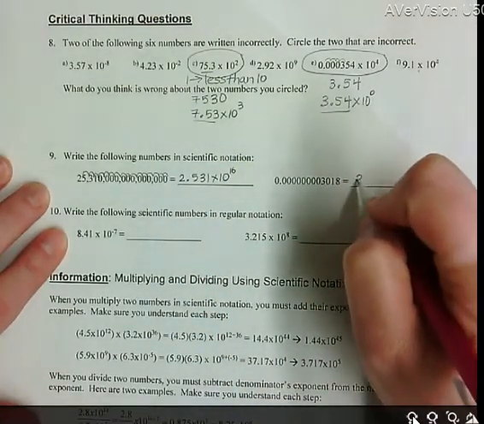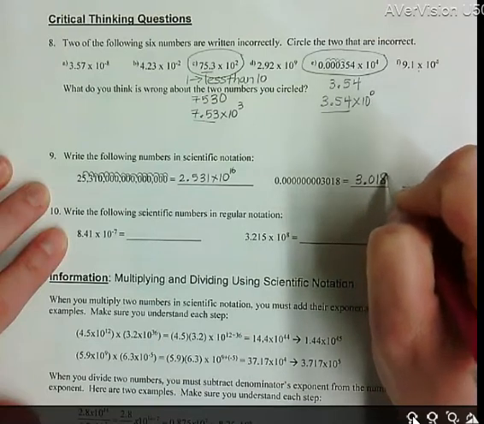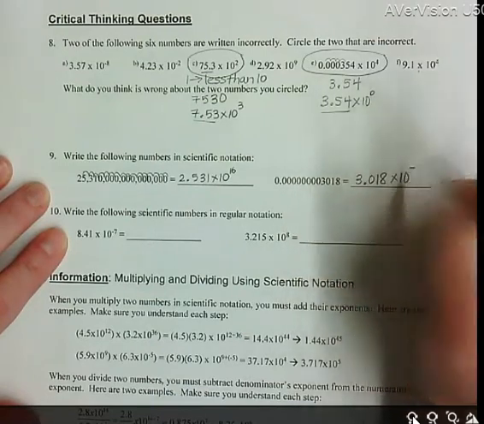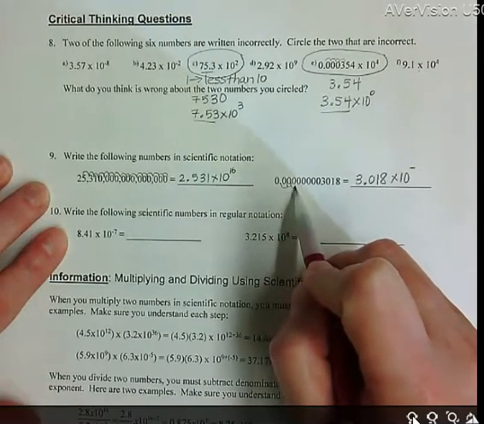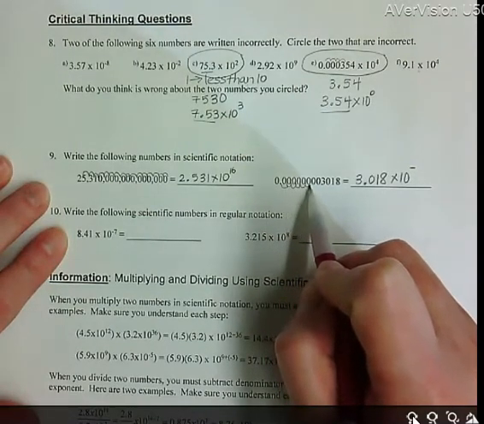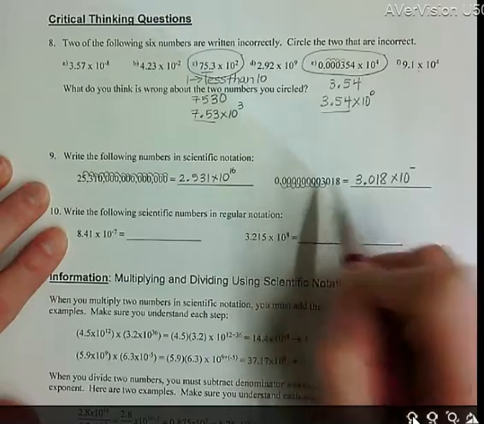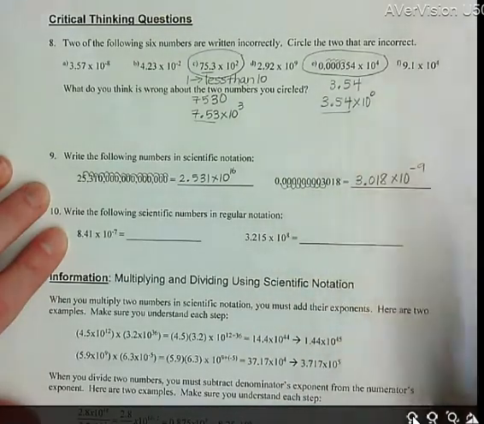This one should be 3.018 times 10. It's going to be a negative exponent because it's a small number. And 1, 2, 3, 4, 5, 6, 7, 8, 9 to the negative 9th.